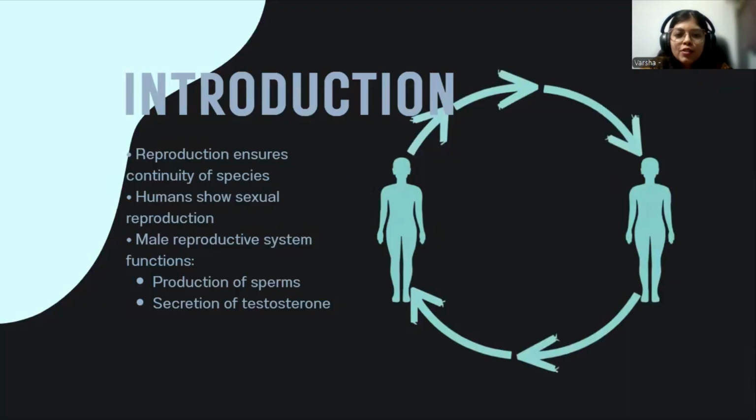Reproduction ensures continuity of species. Humans show sexual reproduction, meaning male and female gametes fuse. Now, the male reproductive system has two main functions. First, production of the male gamete, which is sperm, and second is secretion of testosterone. And both are equally important for NEET.